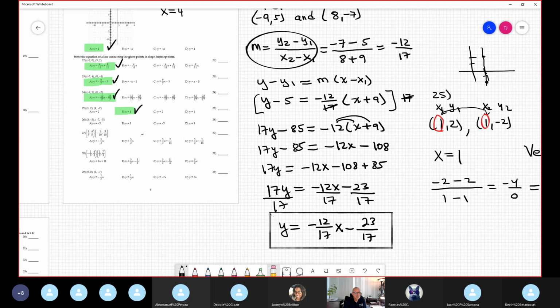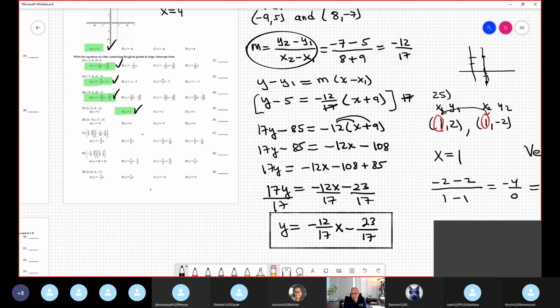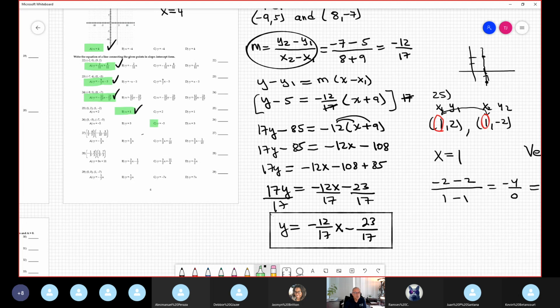26 is very similar. Es C. Juan Gómez say que es C. A ver, Juan. Es C. Yes. Because it's similar. Look. The point is given is 3, 5.